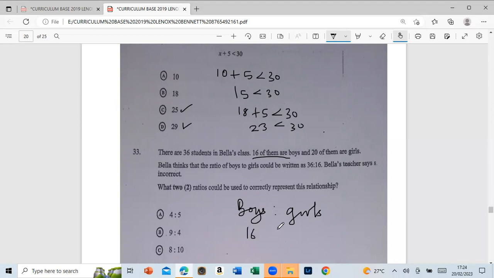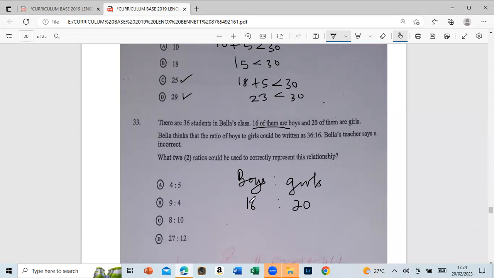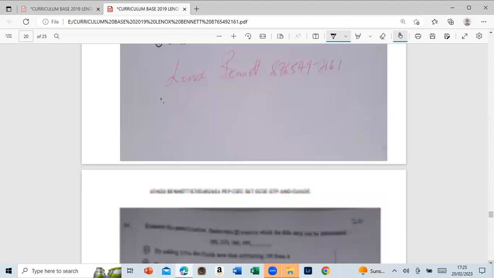That will be the first option. Alright, we have 4 to 5. Let's check it. 4 to 5, yeah. So this is one of the relationships. It couldn't be 9 to 4 because first of all it's bigger, right? And this one we could divide by 2. So we also have 8 to 10. So for this it would be A and C. Let's see if we can move on to 34.